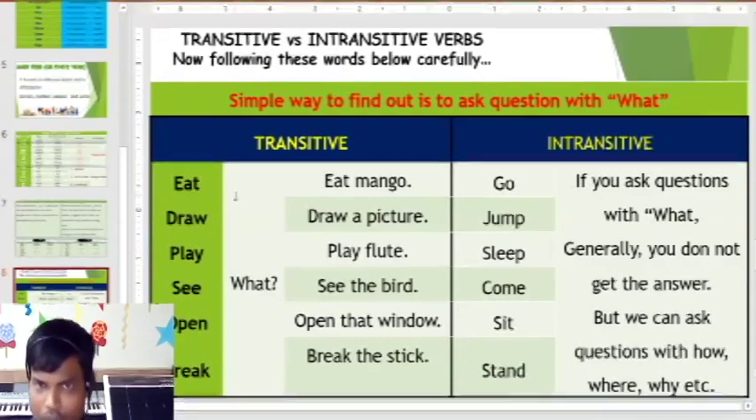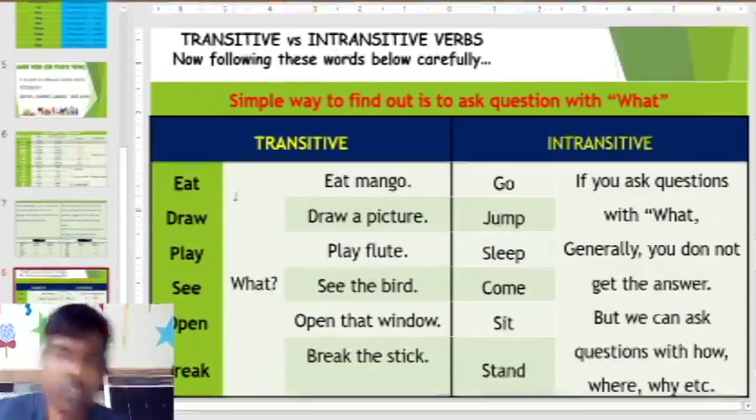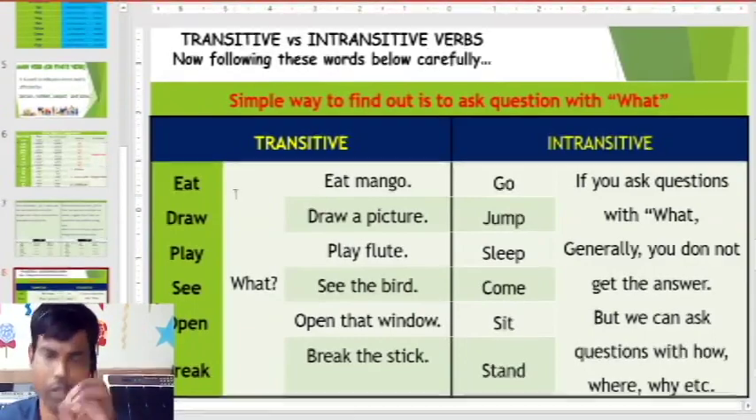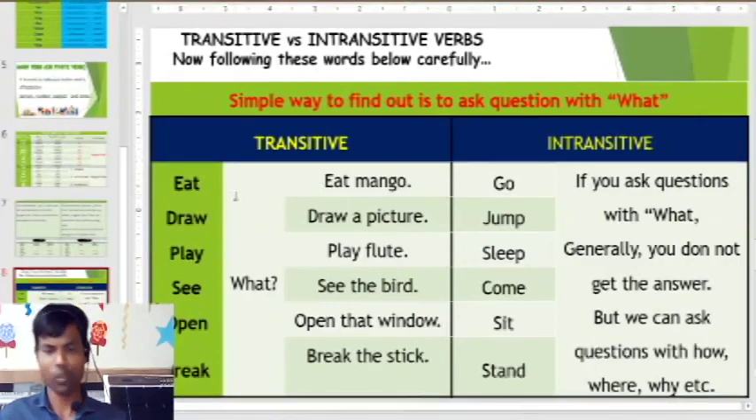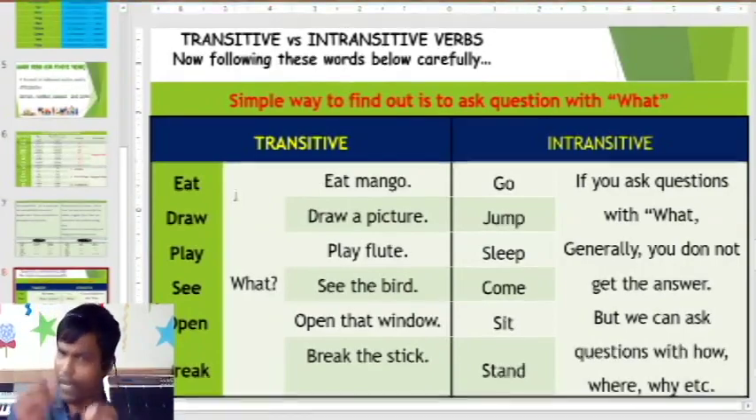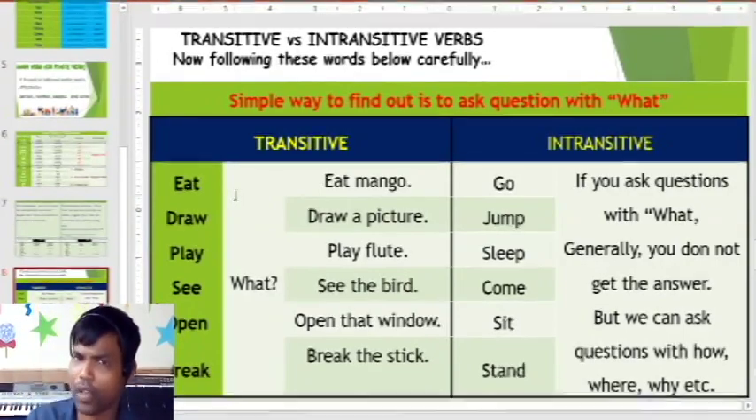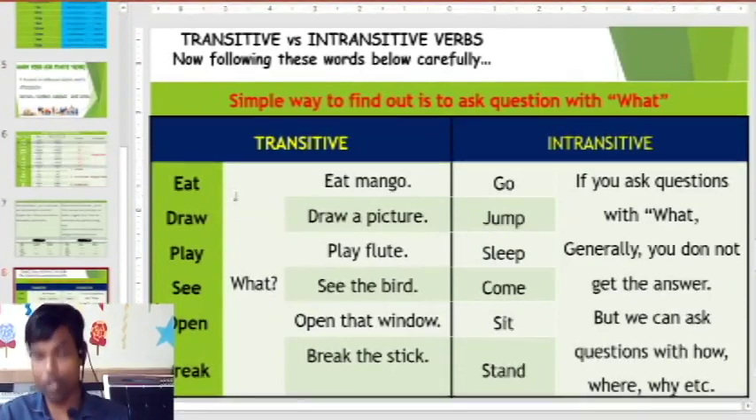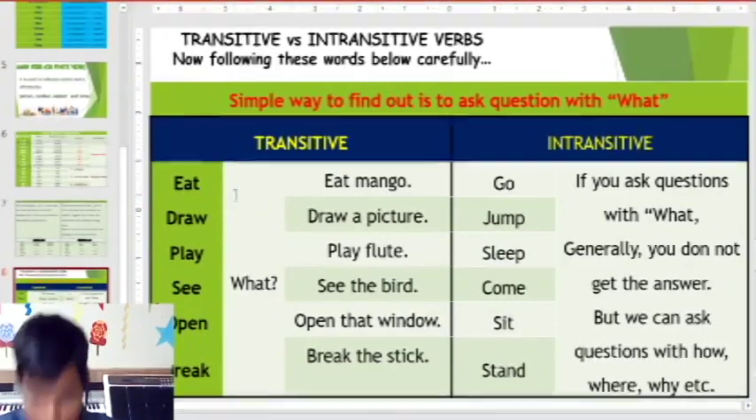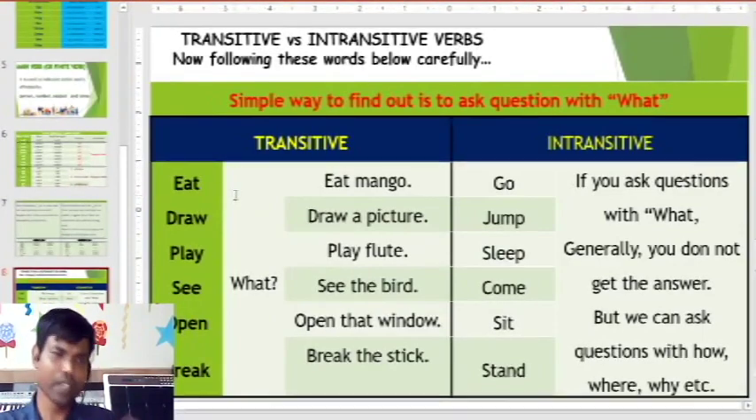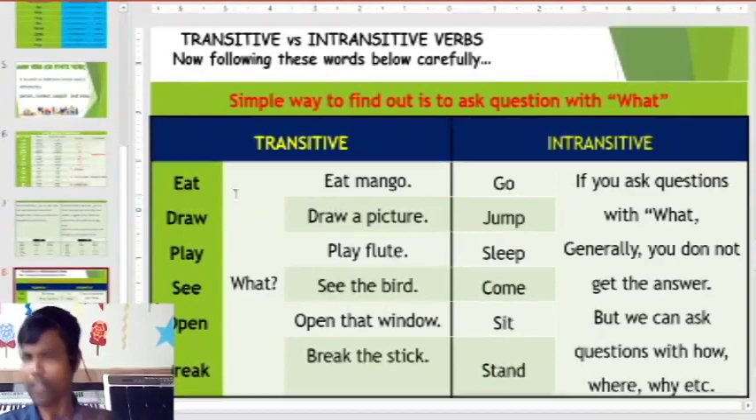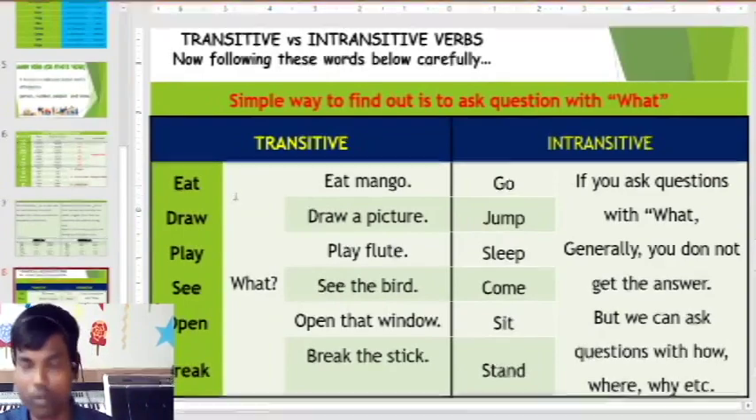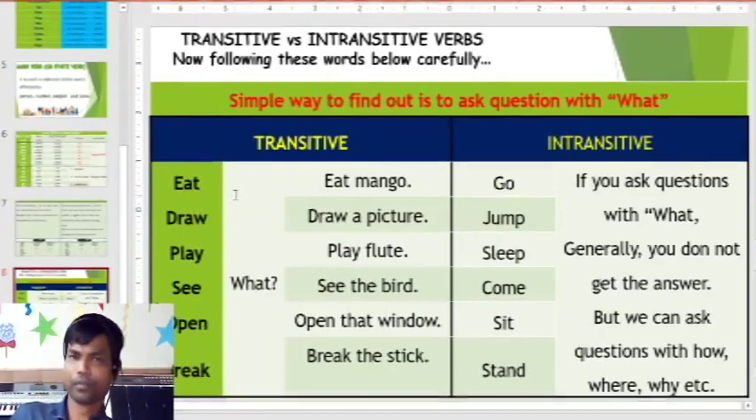I will give you a trick. A very simple trick. You just ask a question with what. Once you have asked the question with what, see if you're capable of getting any answer. Drink what? Water. See that? It is possible to get an answer. This is a secret. So, you know that this is a transitive verb. Now think, go. Go what? No, you cannot. You don't get an answer for that.